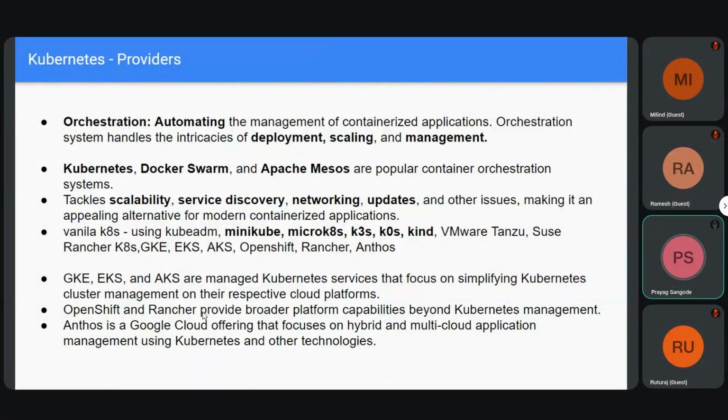Multi-cluster means we can have multiple clusters on-prem or also on Google, or we can say Google and AWS and Azure at the same time. So OpenShift and Rancher are also multi-cloud providers. Then Anthos is a multi-cloud Kubernetes provider provided by Google Cloud.